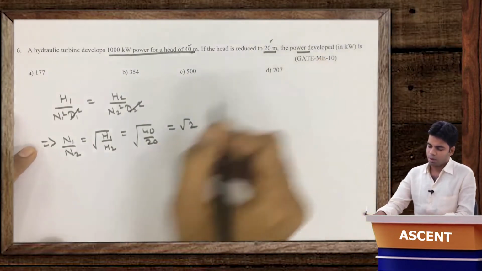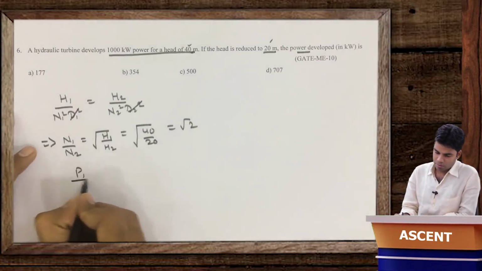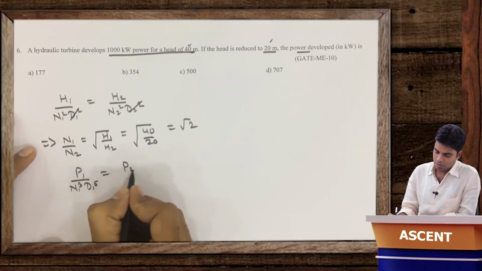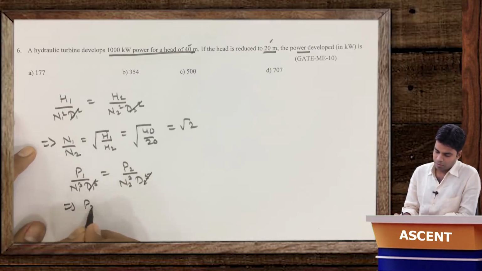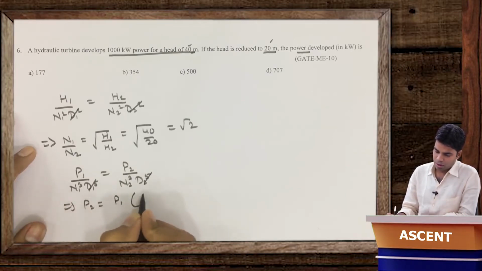Further we want to determine power developed. Okay, so putting power number P1 by N1 cube D1 raised power 5 is equal to P2 by N2 cube D2 raised power 5. Again diameter will be cancelled and we will get what? P2 is equal to P1 into N2 by N1 whole cube.